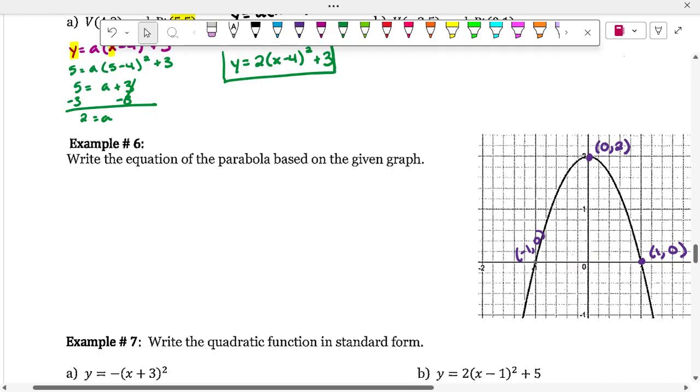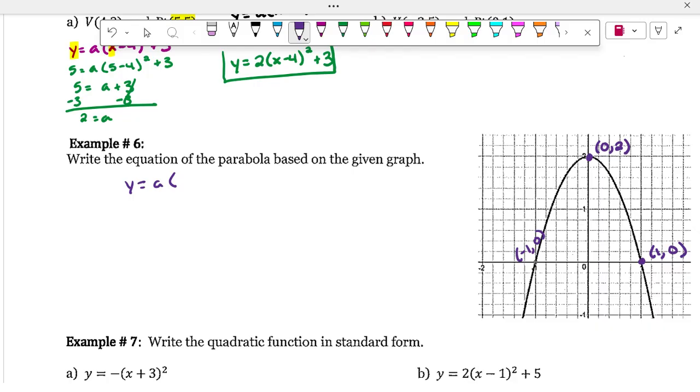So we're going to start by putting in the general vertex form. So y is equal to a times what will go in the parentheses? (x minus 0) squared plus 2. Now, we know that x minus 0 is just x, but for right now, we're just going to leave it alone. I'll show you how to simplify it in a minute.